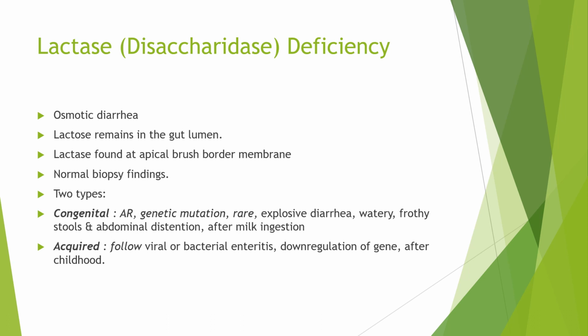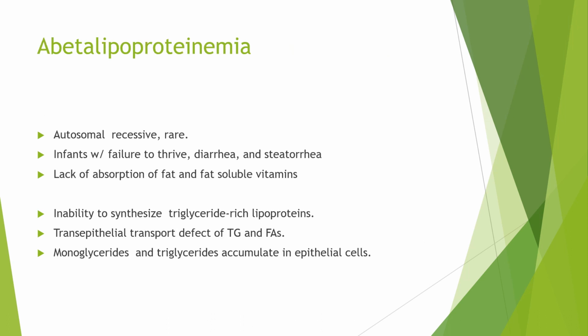The more common subtype is the acquired subtype, which usually follows viral or bacterial enteritis, especially in children. Sometimes it can also come after childhood, as a result of down regulation of the genes encoding the lactase enzyme, because the ingestion of milk decreases, so there is down regulation of the gene. So when these patients go back to drinking milk products, they get the symptoms.